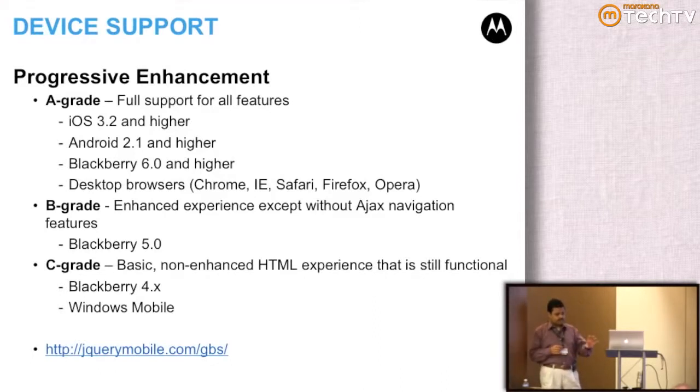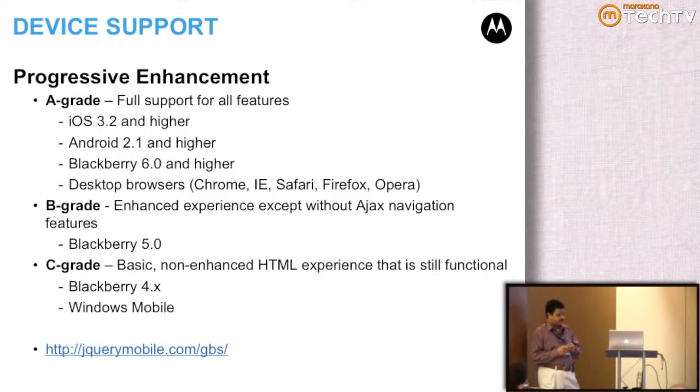So, support the basic functionality on the very basic devices, and then as the device gets better in terms of features, the framework automatically starts enabling those on the higher powered devices. The support for devices is categorized by the jQuery Mobile folks into A grade, B grade and C grade. At the A grade are the iOS, Android, BlackBerry devices as well as desktop browsers.